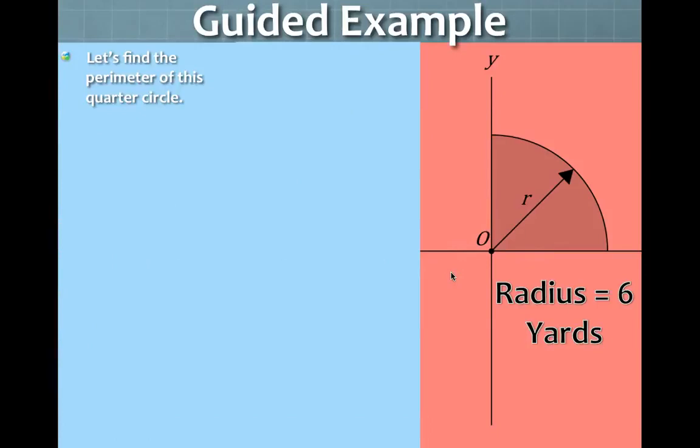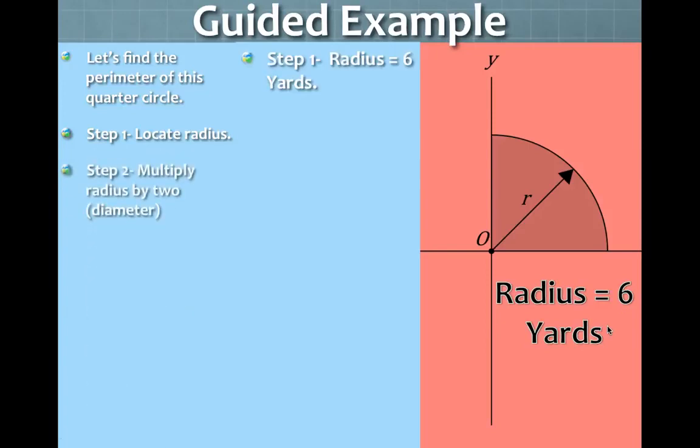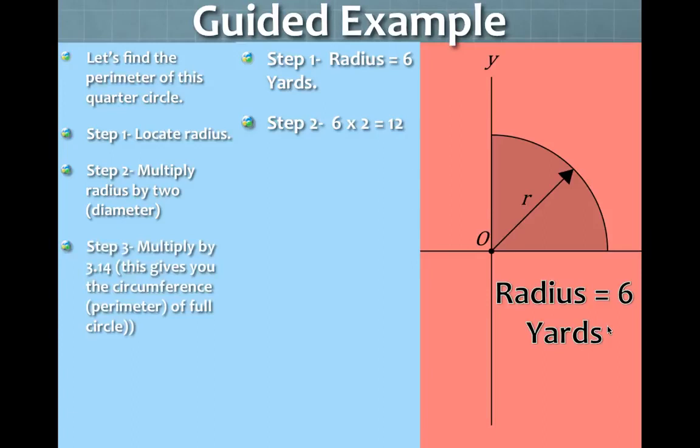All right, so how do you find the perimeter of a quarter circle? Well, let's go through this guided example together. So you have to find the radius. What is the radius? The radius is 6 yards. Great, that's step 1. Multiply it by 2 to get the diameter, which all of you should know. So the diameter is going to be 12 yards. Great. Now you multiply the diameter times 3.14, and this gives you the circumference or perimeter of the full circle.